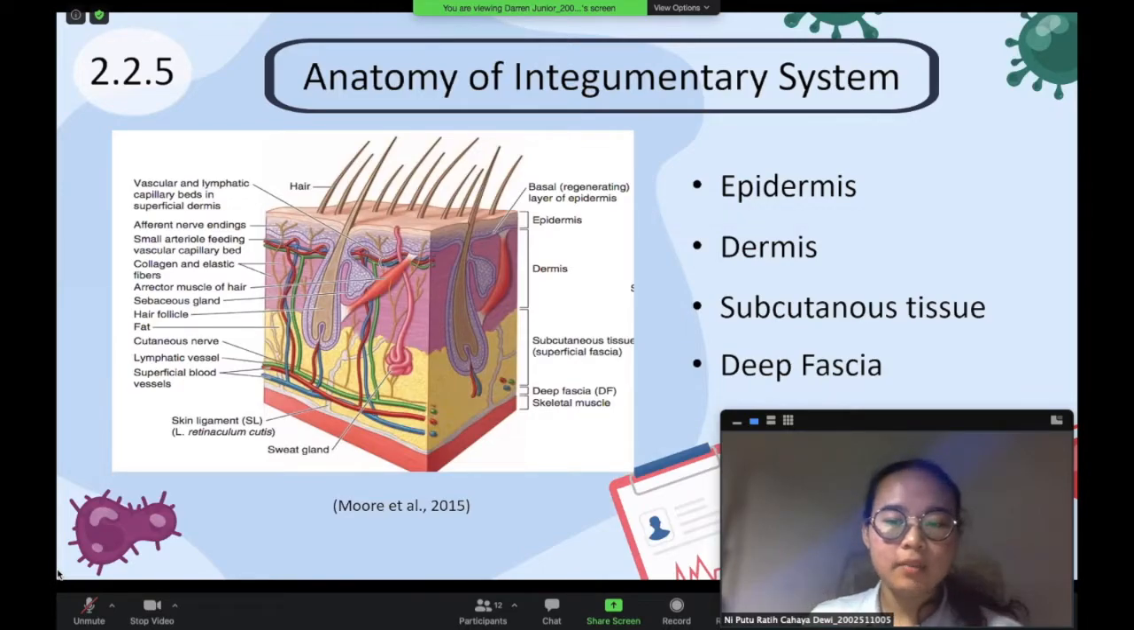Next is the integumentary system. The skin contains the superficial layer or epidermis, which is a keratinized stratified epithelium. The dermis is formed by a dense layer of interlacing elastic and collagen fibers. The subcutaneous tissue includes the deepest parts of the sweat glands, the blood and lymphatic vessels, and cutaneous nerves.